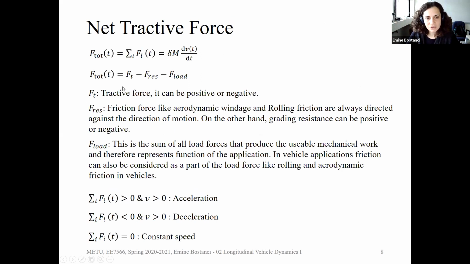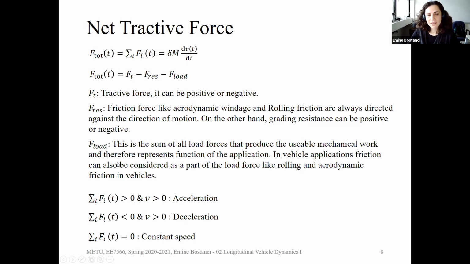So as I said, the tractive force can be positive and negative. This is what the plant generates. It can be on the front wheels, front axle, or the rear axle, so it depends on the vehicle. This can be both tractive and braking force. These resistances are the aerodynamic drag and the rolling friction. They're always against the motion because they are friction. And we also have the grading resistance, which can be positive or negative depending on the slope of the vehicle.